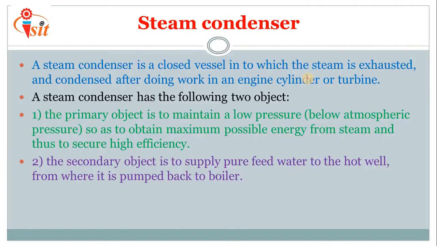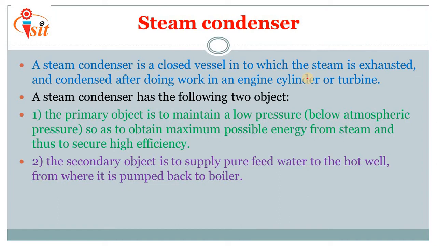Here we will discuss what exactly a steam condenser is. The primary objective of the steam condenser is to maintain a lower pressure at the end of the condensation process in order to improve the efficiency, and the second objective is to convert that steam into water and supply that water to the boiler as feed. So this is the main function of the steam condenser.